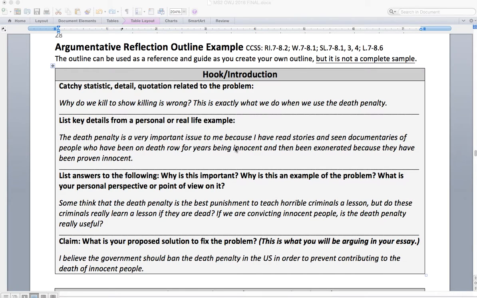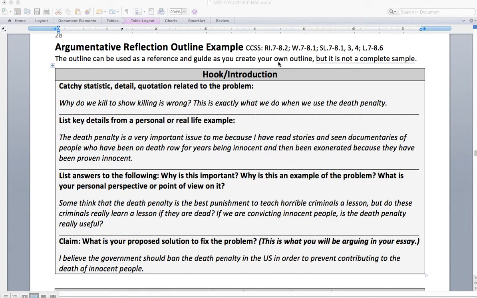All right, so in this recording, we're going to talk a little bit about how you will outline your argumentative reflection. In your books, there is an example which you can use as a guide and a reference as you create your own outline, but as they note here, it's not a complete sample.